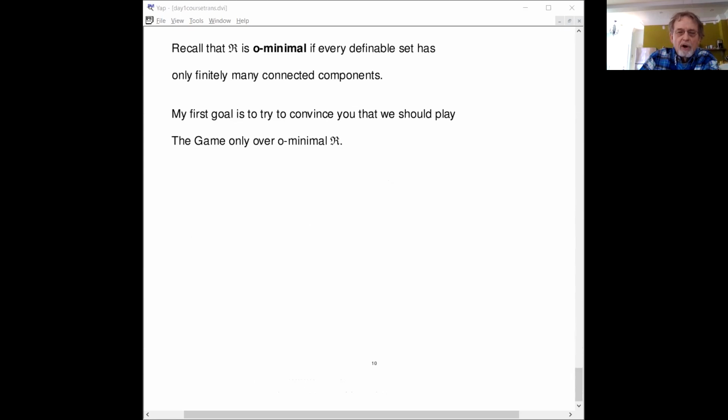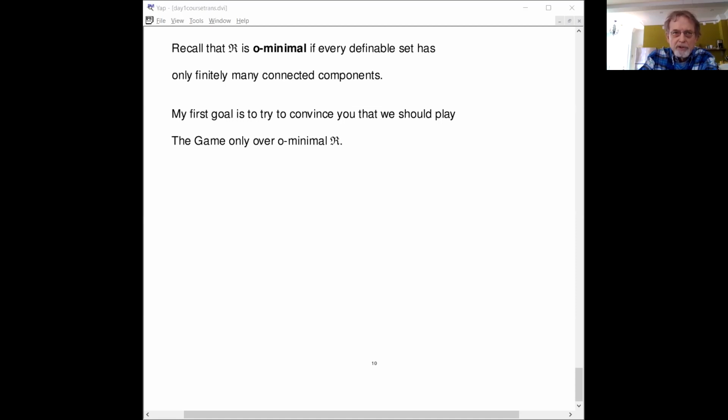So now let's recall that our structure is O-minimal if every definable set has only finitely many connected components. Now, my first goal in this module is to try to convince you and us, or me, that we should play the game only over O-minimal base structures R.